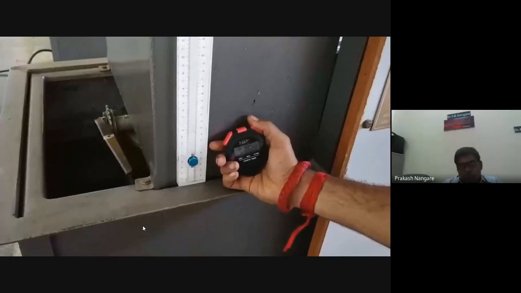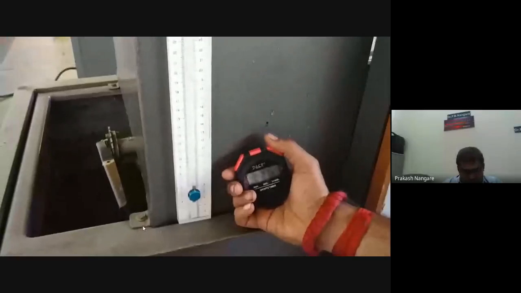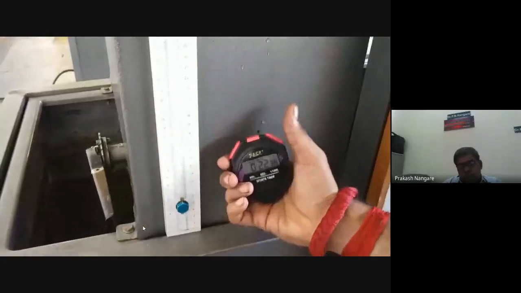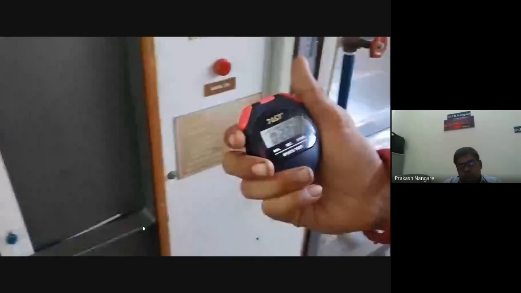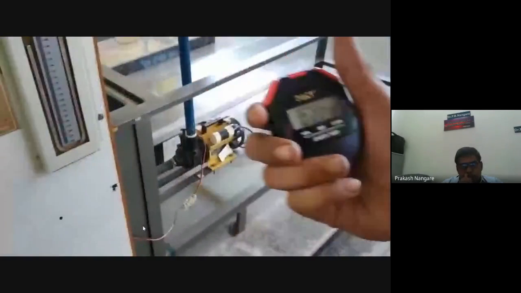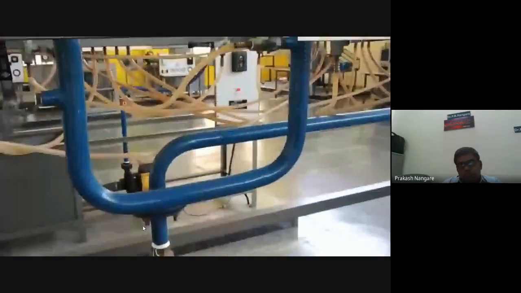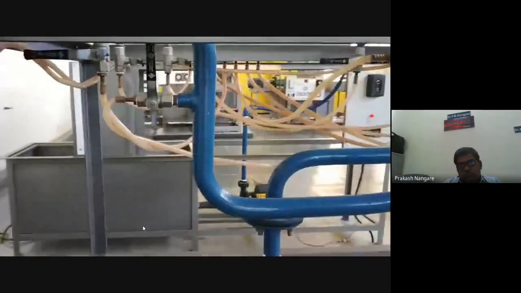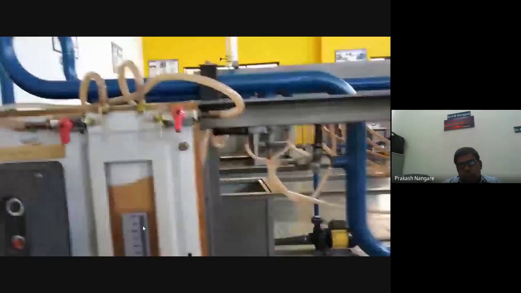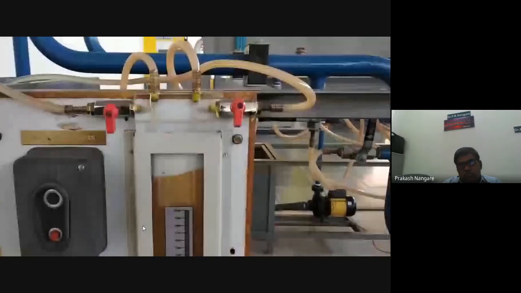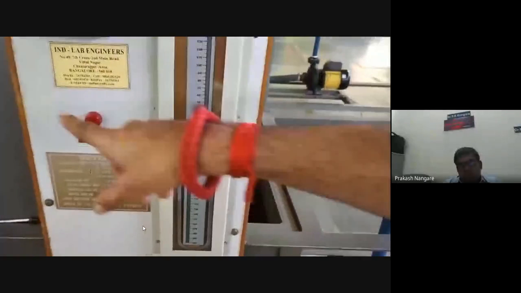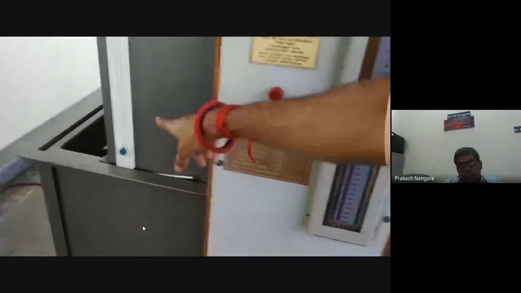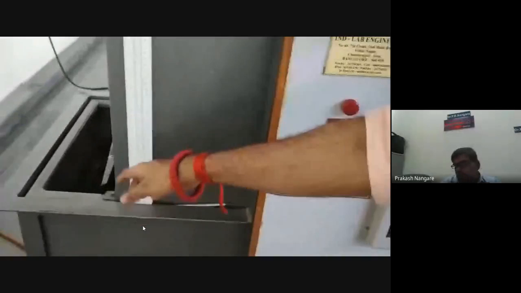Start the stopwatch at any point and now stop the stopwatch. Note down the reading. Take the time taken for a 10 centimeter increment of water level. This is the second reading. For the third reading, we have to give some more rotation. Again, we will get the difference. The same procedure we have to continue for this reading also. You have to close the butterfly valve and take the 10 centimeter water level increment.